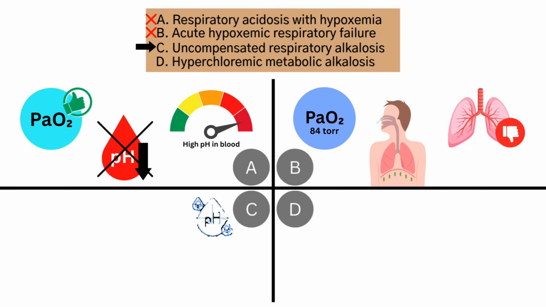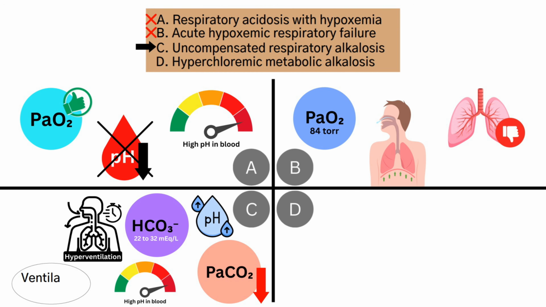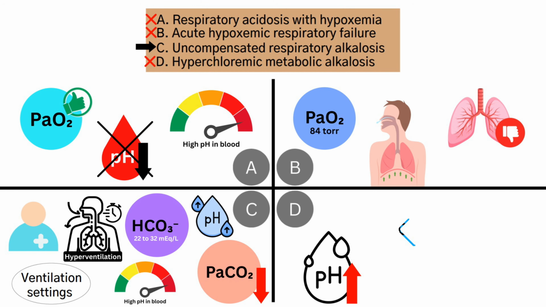The elevated pH and low PaCO₂, together with a normal bicarb level, confirm acute uncompensated respiratory alkalosis, commonly resulting from hyperventilation due to ventilator settings or patient response. Hypercholeremic metabolic alkalosis is incorrect because metabolic alkalosis would be reflected by an elevated bicarb level, which is not present here.